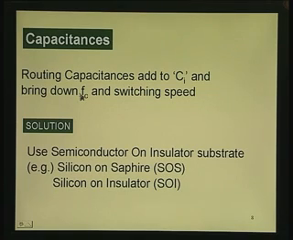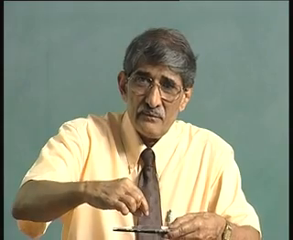Now, the solution for that is to reduce those stray capacitances. For example, when you have a silicon wafer on which you have a wire running, okay, then there is a capacitance of this wire with respect to the substrate. Now, usually that capacitance is large because it runs on a thin oxide on the semiconductor.